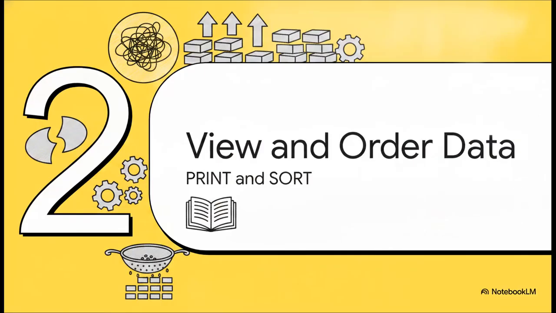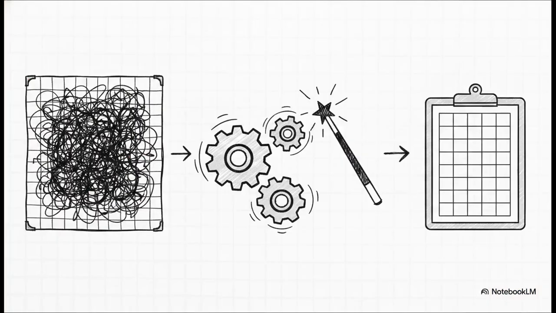Let's move on to Section 2, View and Order Data using Print and Sort. We all know a raw data set can look like a giant, intimidating wall of text. So before diving in, it's a best practice to run PROC CONTENTS just to inspect your dataset's structure and variable names. Once you know exactly what you're working with, you can transform that raw data into a beautifully focused clinical safety listing using just a few simple options in PROC PRINT.